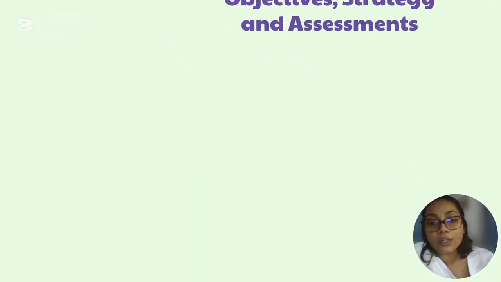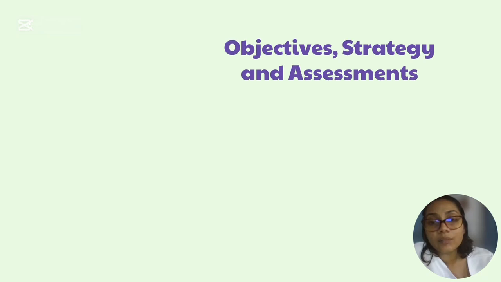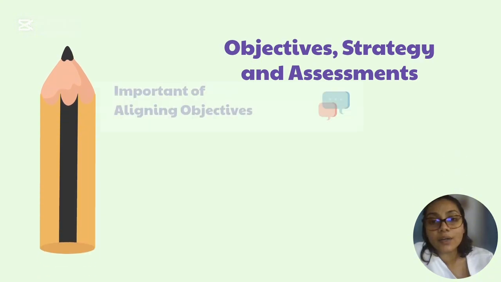Okay, so now we will be looking at objectives, strategy, and assessment. Importance of aligning objectives. This makes learning goals clear for both the teacher and the students. It ensures the lessons are focused and purposeful. It also helps students to know what they are expected to learn.